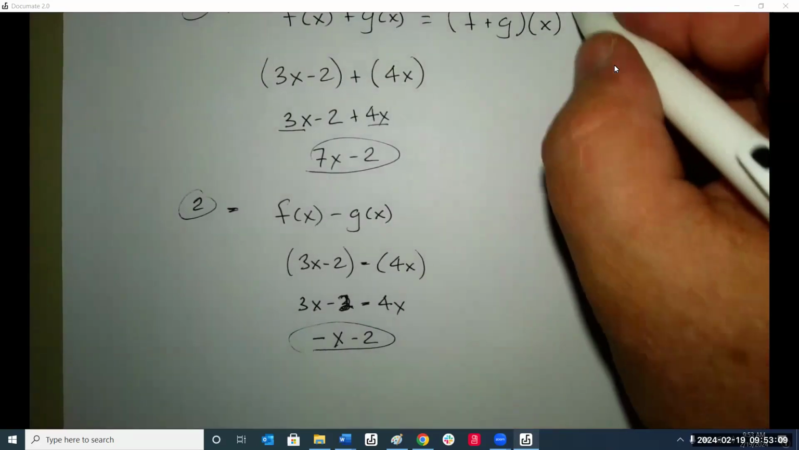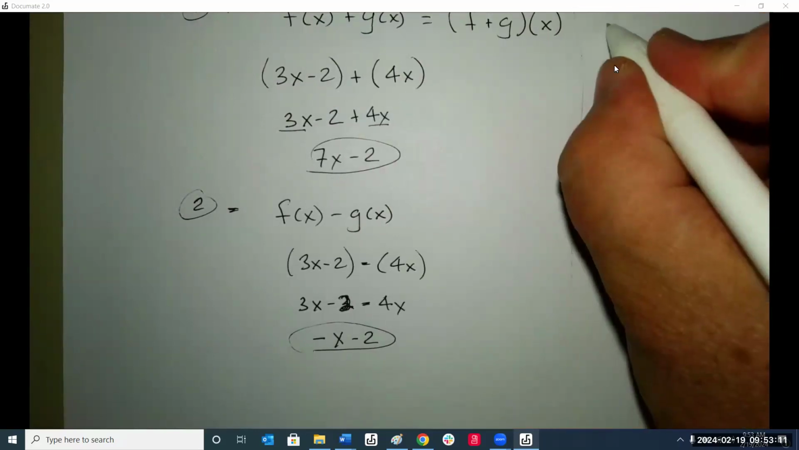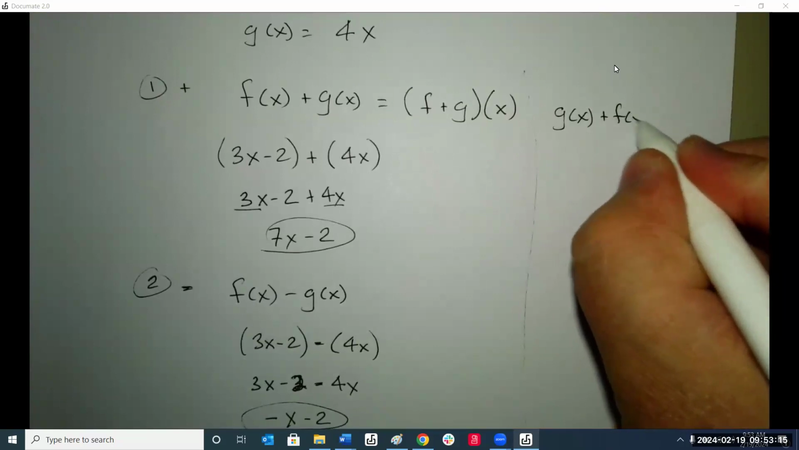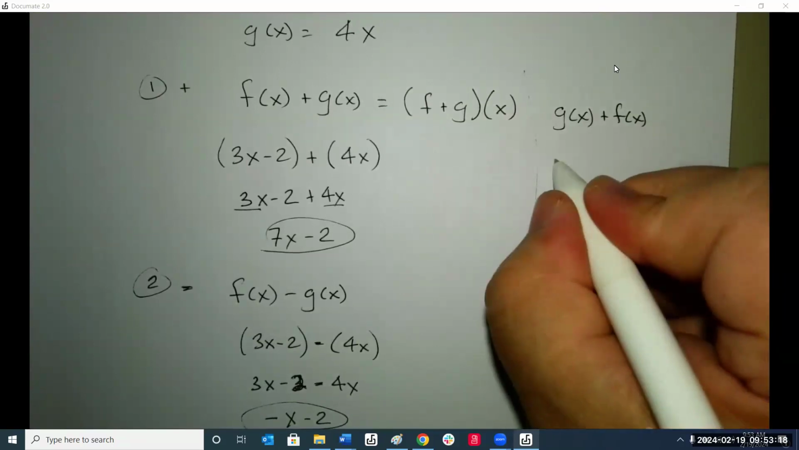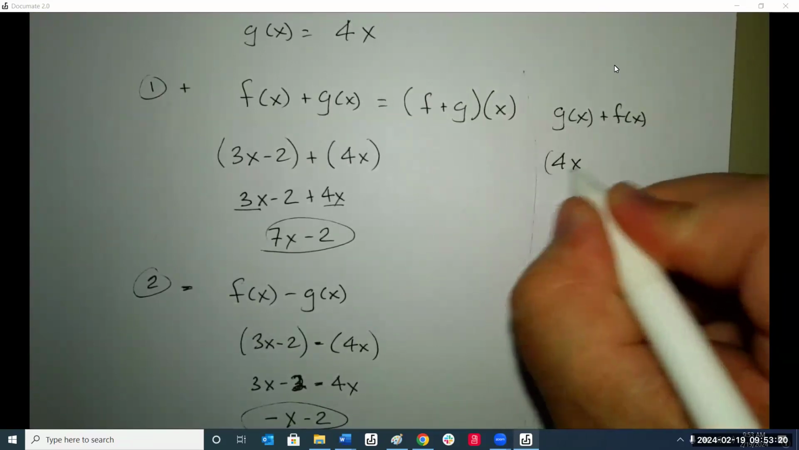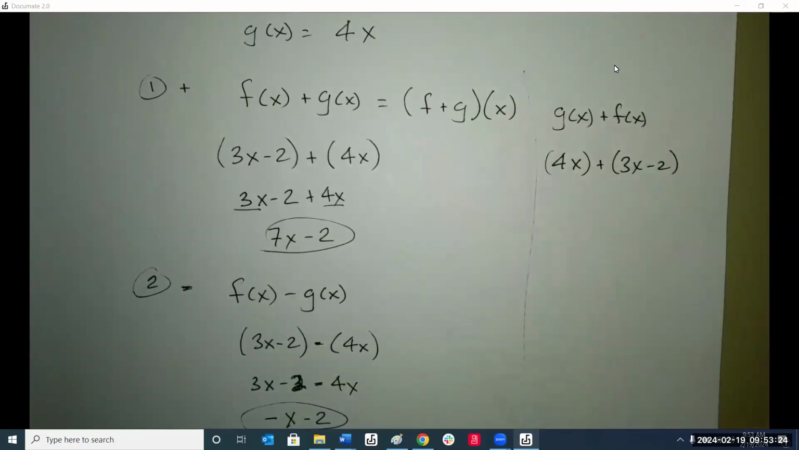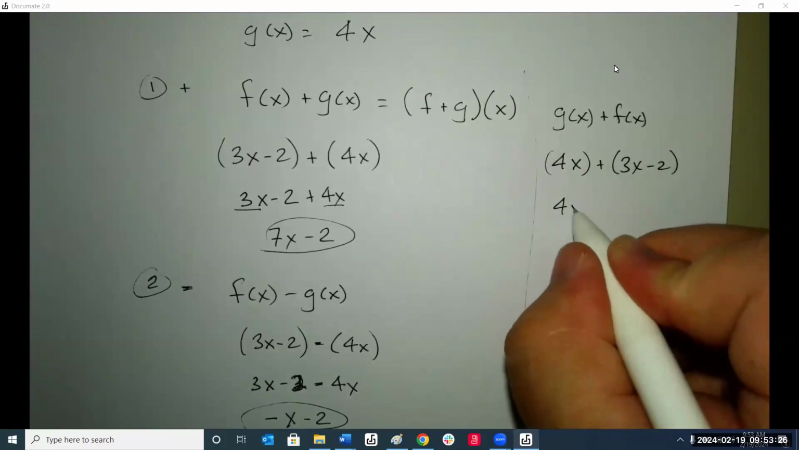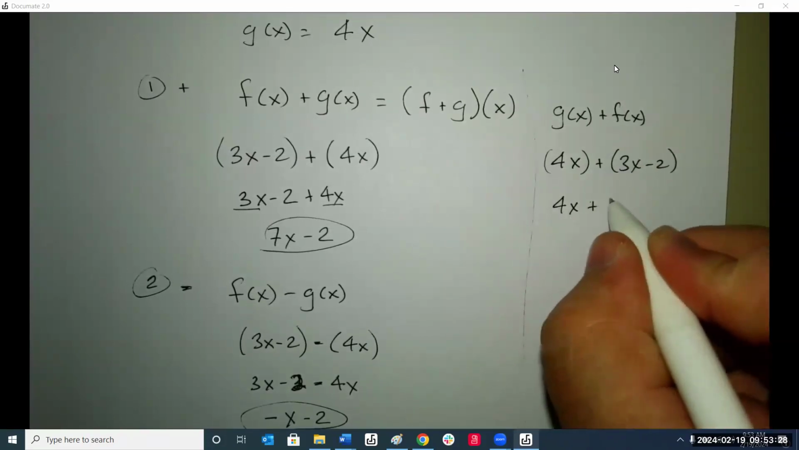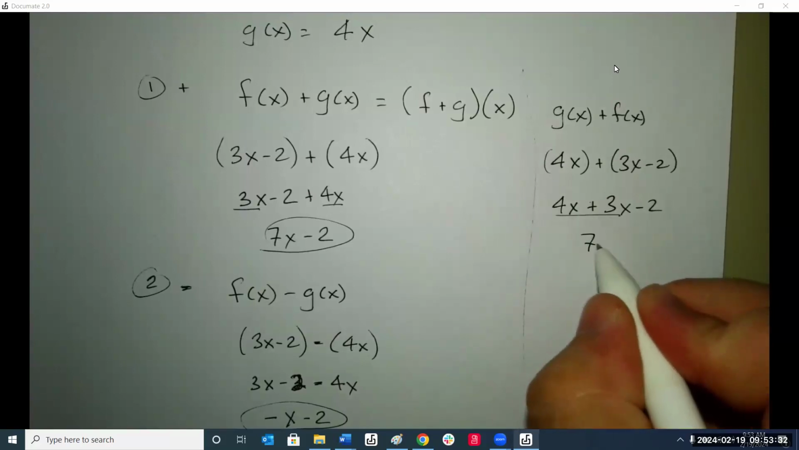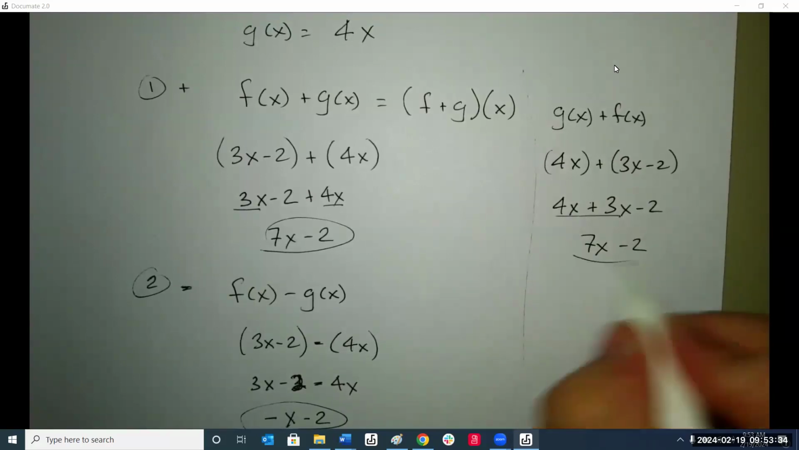Also, let's look at whether it would be any different if we did g of x plus f of x. So 4x plus 3x minus 2. There's nothing in front of that one, nothing in front of that one. 4 plus 3 is 7x minus 2. So it's the same.